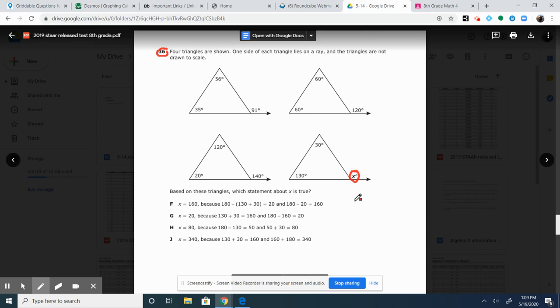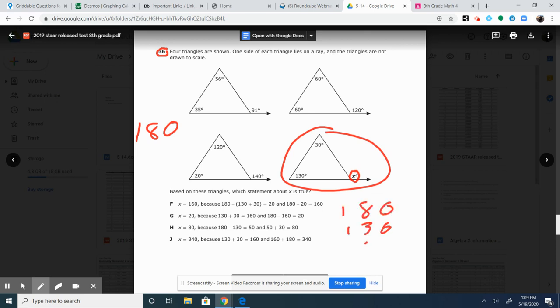Now, if you remember, the inside of a triangle has to measure to 180 degrees. So if we look at this triangle, we already have angles of 130 and 30. So we're going to subtract those two angles from 180 to find our third angle. So 180 minus 130 minus 30 is 20. So the angle on the inside is 20.